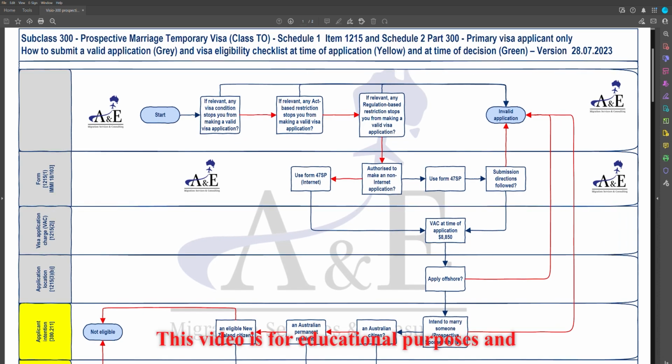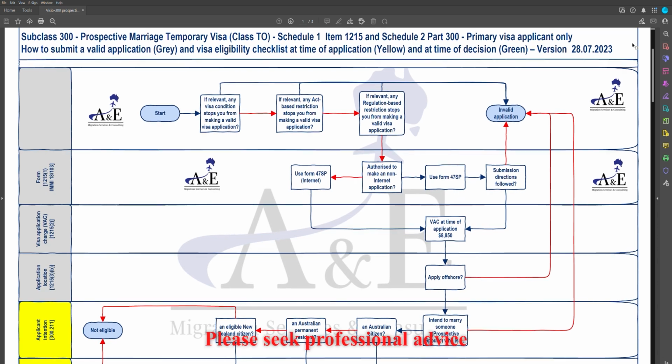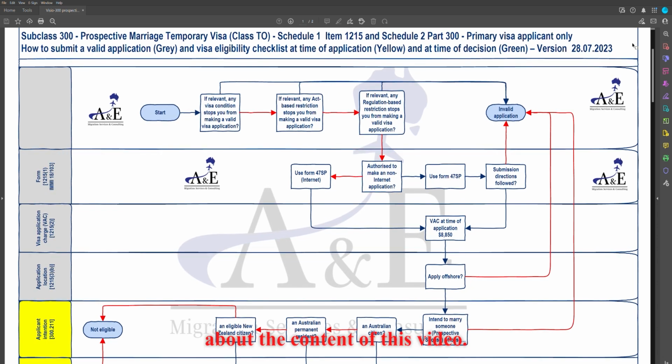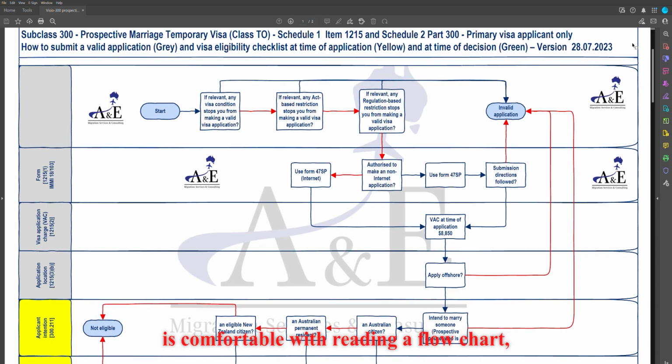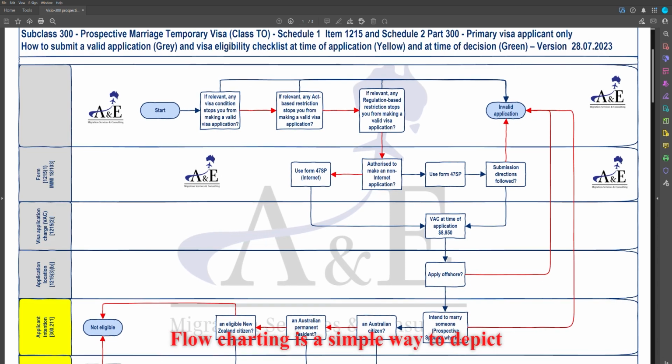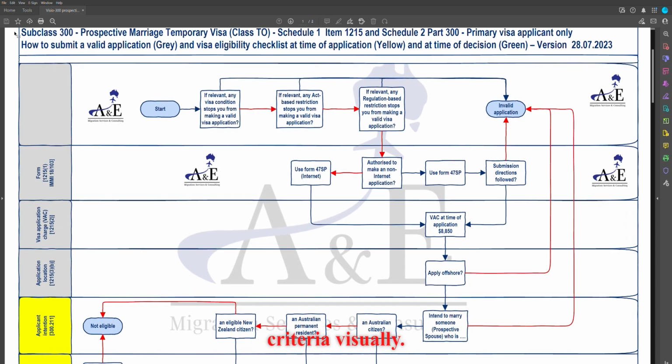This video is for educational purpose and reference only. Please seek professional advice about the content of this video. Although not every visa applicant is comfortable with reading a flowchart, flowcharting is a simple way to depict the application requirements and eligibility criteria visually.